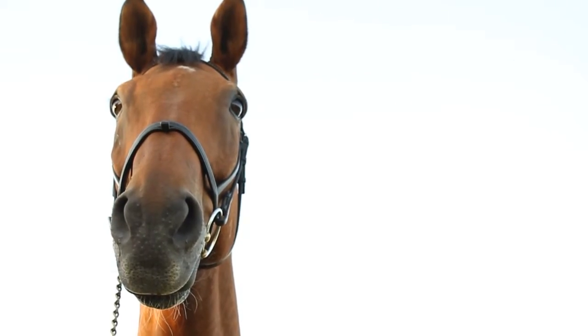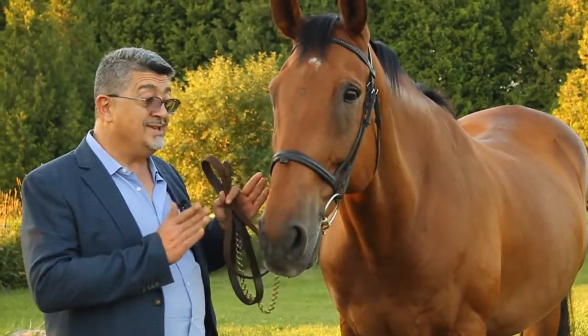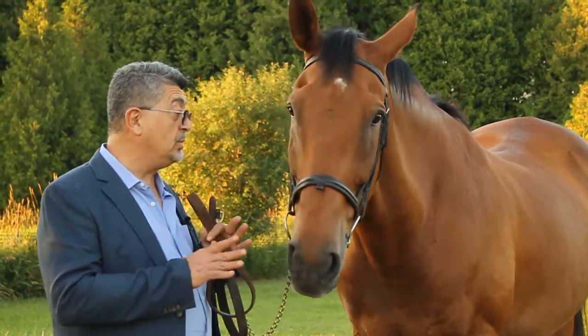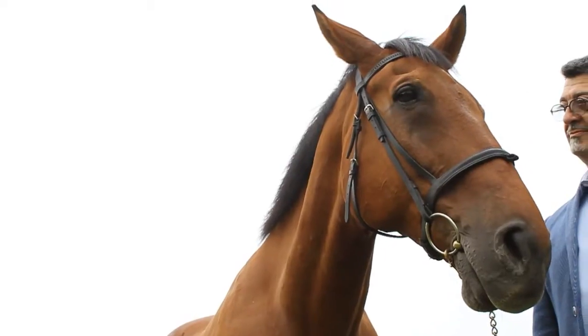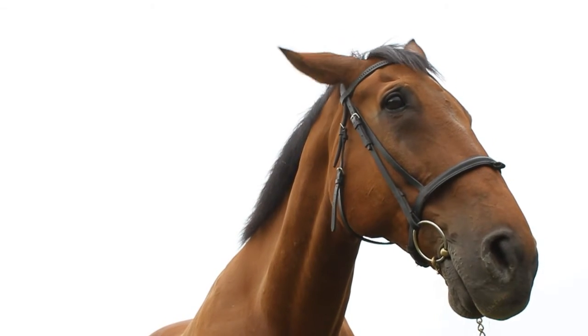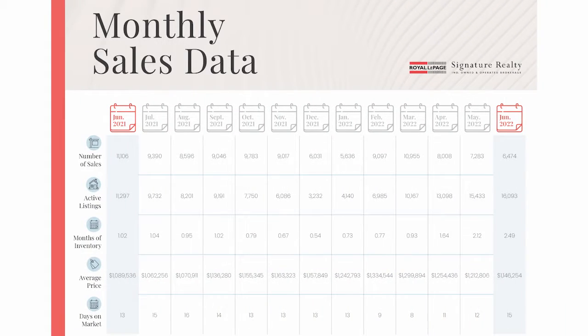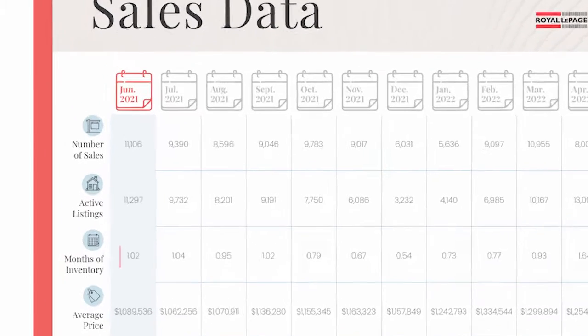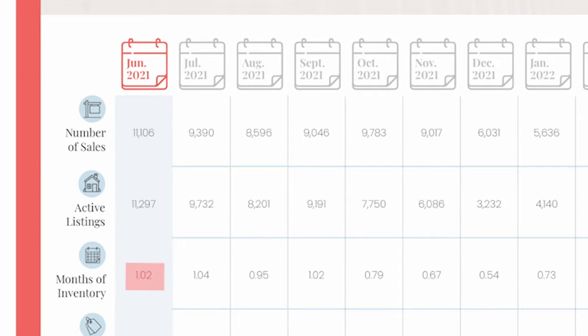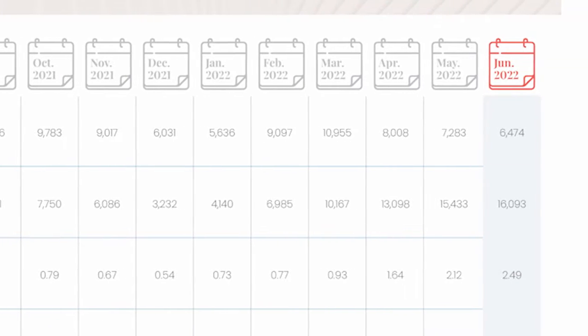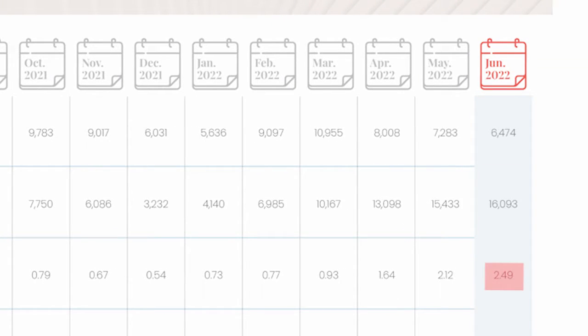I'm just going to explain this to you in this graph, reviewing every single month from June 2021 to June 2022. We started in June 2021, a year ago, with 1.02, a very strong seller market. It went all the way down to 0.54, half a month of inventory, in December 2021. That's the lowest we have had in the last 12 months. And the months of inventory increased to 2.49 for June of this year.